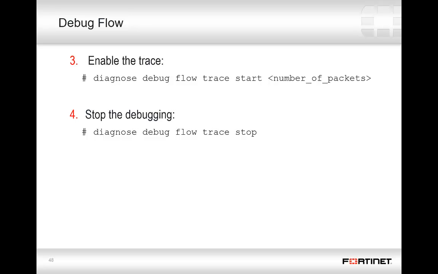Finally, we set the number of packets to capture with the command diag debug flow trace start. Usually, 10 packets are enough to troubleshoot most issues. After the packet flow output is finished, remember to stop it with the command diag debug flow trace stop.